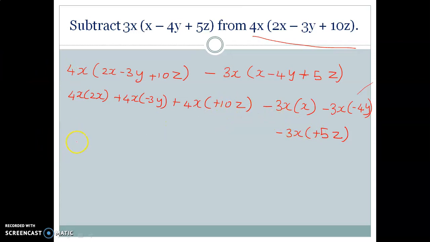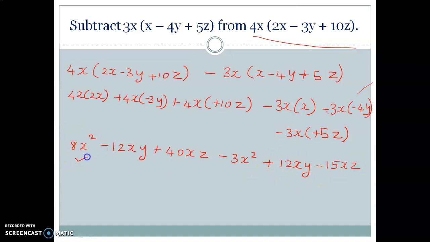Okay. So, 4 2s are 8x squared minus 12xy. 4 3s are 12xy. Then 4 10s are 40xz. Here minus 3x squared plus 12xy, because minus into minus will become plus. Okay, here minus 15xz.